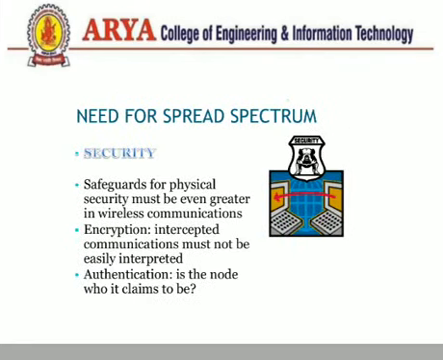Next, need for spread spectrum. First, security. Second, safeguards for physical security must be even greater in wireless communication. Encryption means encrypted communication must not be easily intercepted. Authentication is verifying that the node is who it claims to be.